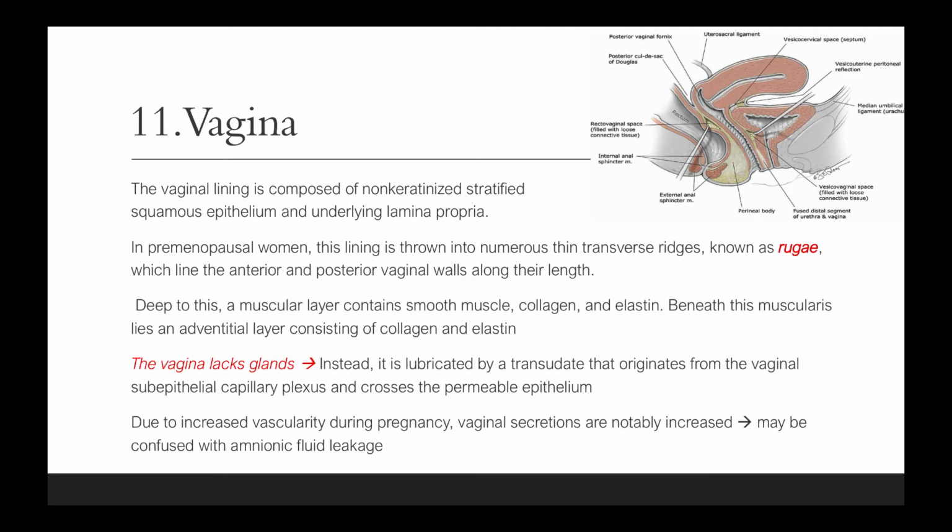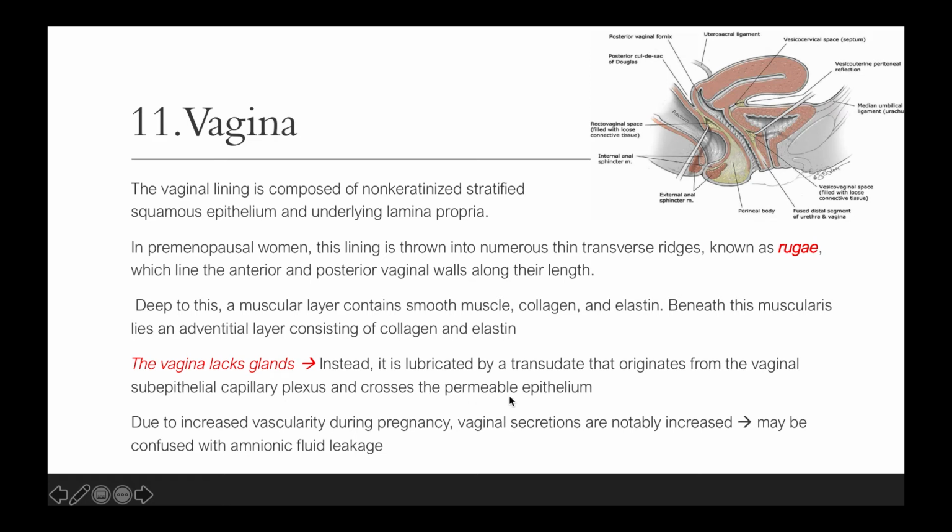Deep to this, a muscular layer contains smooth muscle, collagen, and elastin. So beneath this muscularis lies an adventitial layer consisting of collagen and elastin. The vagina lacks glands, so instead it is lubricated by a transudate that originates from the vaginal subepithelial capillary plexus and crosses the permeable epithelium.